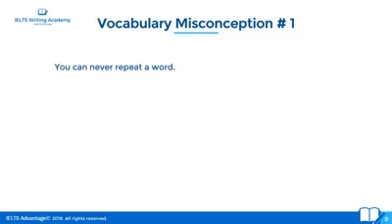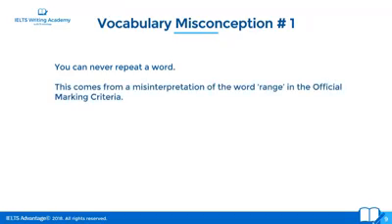So here's the first misconception. You can never repeat a word. This comes from a misinterpretation of the word range in the official marking criteria. The official marking criteria talks about having a good range of vocabulary, and obviously, the wider your range of vocabulary, the higher the score you're going to get. But it's also linked to accuracy. You can't just insert lots of big words and use them incorrectly and get a high score. You have to have a balance of range and accuracy.